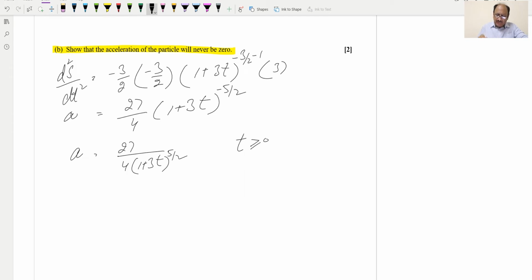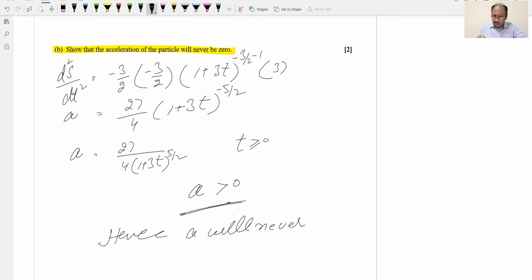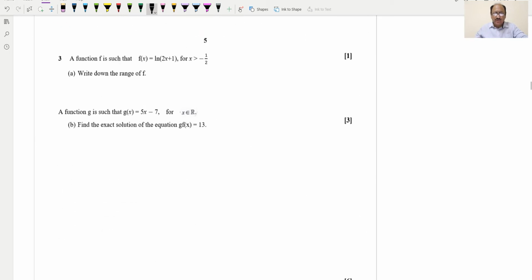So in any case, if we take t greater than or equal to 0, a will be greater than 0. This is what we proved from here, because this is positive for all values of t greater than or equal to 0. So we can say hence acceleration will never be 0. So it cannot be 0 in any case.